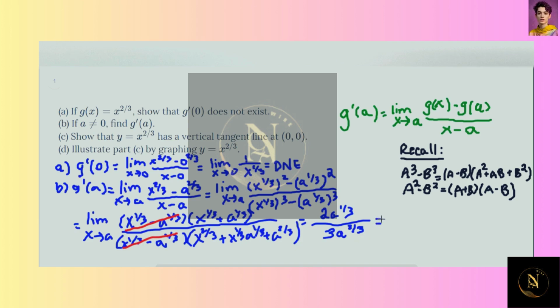Great. Now we can simplify a little more, and we see that our derivative should definitely be 2 over 3a to the 1/3. And this is our final answer for part B, g prime of a. 2 over 3 times a to the 1/3 in the denominator.